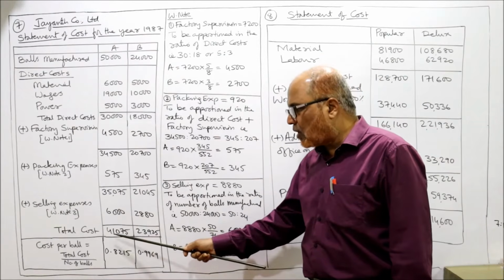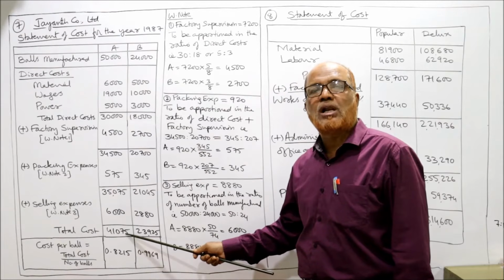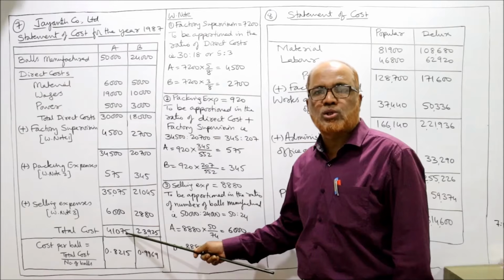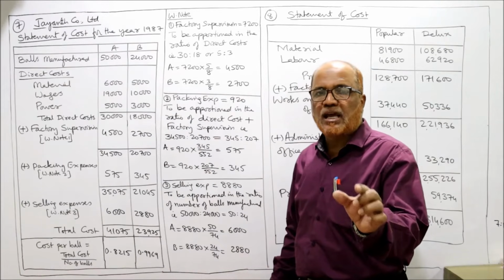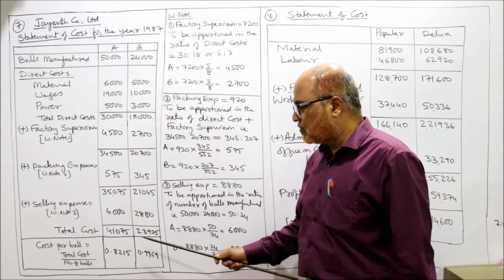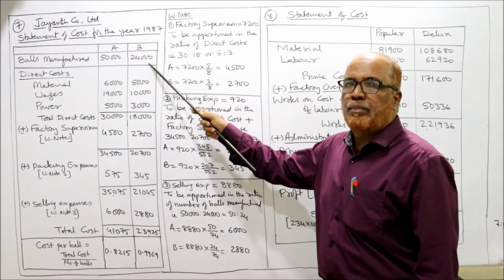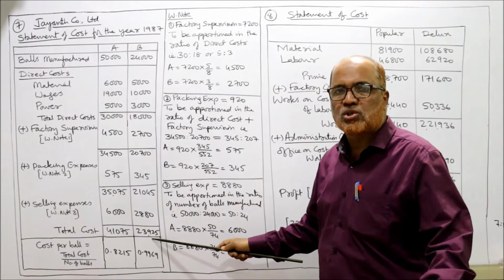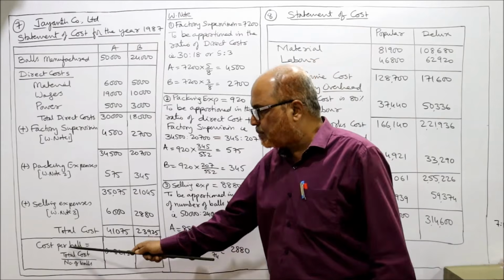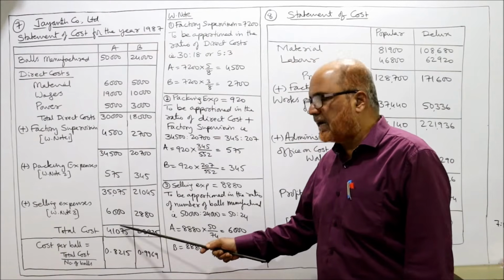So total cost will be 41,075. This is the total cost of manufacturing A balls. How many balls? 50,000 balls. 50,000 A balls बनाने के लिए total cost will be 41,075. Similarly, 24,000 B balls बनाने के लिए total cost is 23,925. That's all. Now we are calculating cost per ball. It is asking you only total cost. Our solution is ended here.